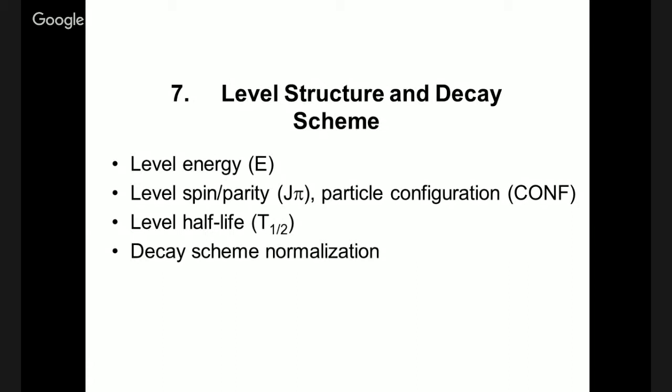Level structure and decay scheme. What do we give? We give the level energy, the spin and parity and particle configuration if possible. Well, everything is possible, of course. Level half-life and the decay scheme normalization. That means what do you have to multiply the intensities by to get absolute intensities, to get emission probabilities.